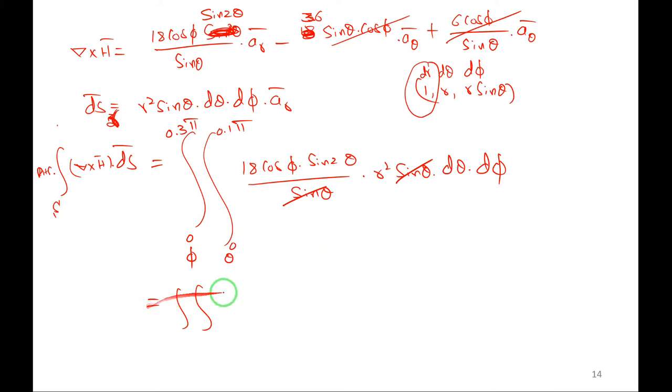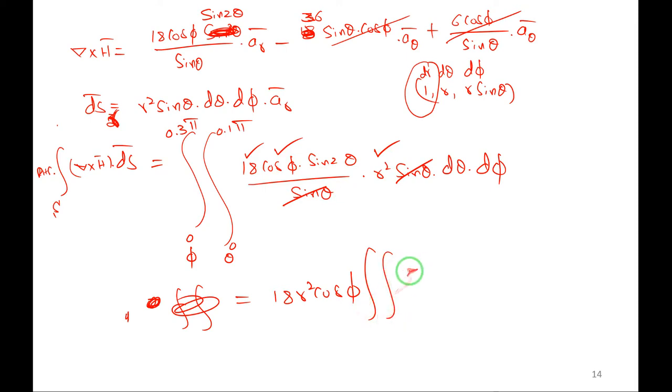What can be taken out? So with respect to theta and phi, right? So 18 r square can be taken out, right? So 18 can be taken out, r square can be taken out, cos phi can be taken out. So I will write it here, 18 r square cos phi can be taken out, right? So what I am left out with? So sin 2 theta into d theta d phi. Theta is varying from 0 to 0.1 pi and phi is varying from 0 to 0.3 pi, right?